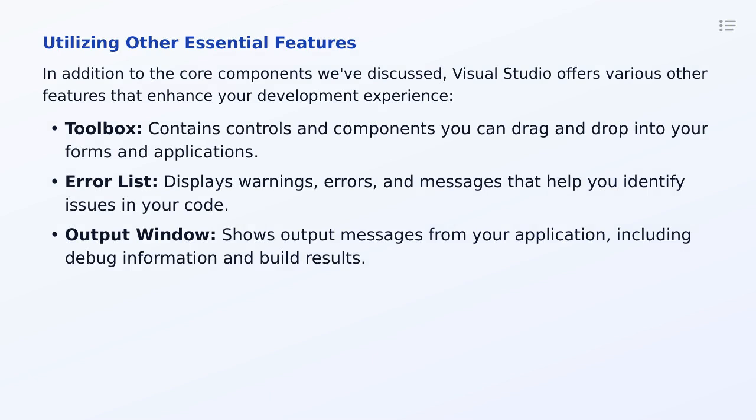First, Toolbox contains controls and components you can drag and drop into your forms and applications. Also, Error List displays warnings, errors, and messages that help you identify issues in your code. Finally, Output Window shows output messages from your application, including debug information and build results.